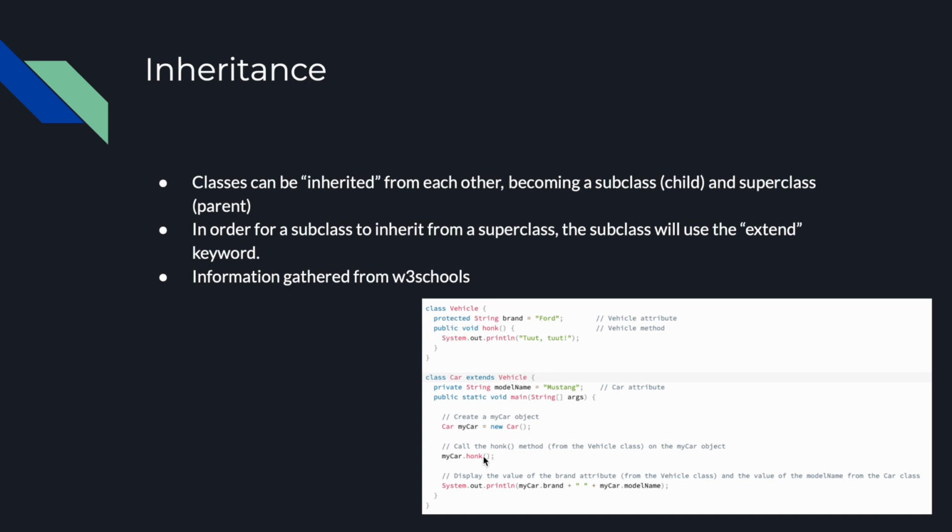So now Car takes one part of Vehicle into its own class. As you can see, here it says string brand is equal to Ford, and then it has a method of honk. But over here, it calls myCar.honk, and in this class Car, there's no honk method. So that means it calls this honk method, which is in the Vehicle class, which is how Car extends the Vehicle class and is able to use its code.